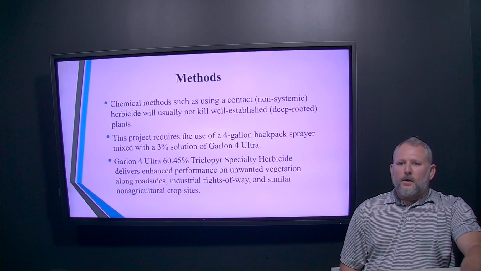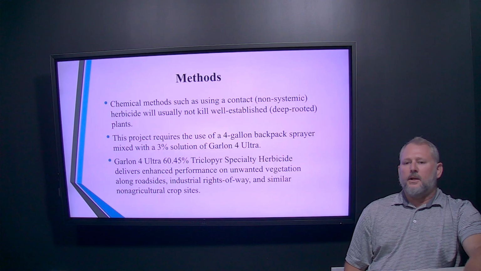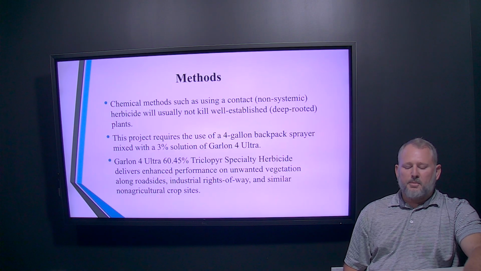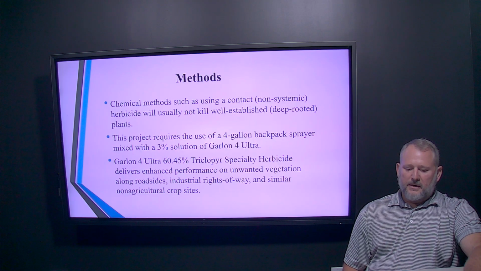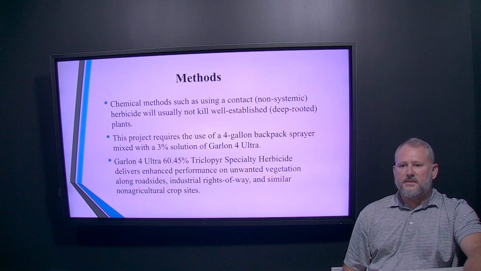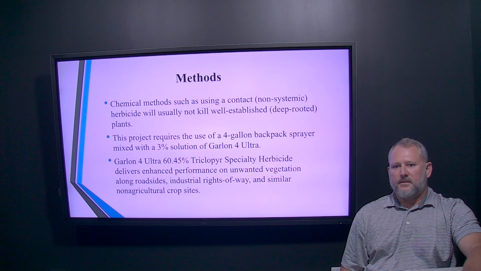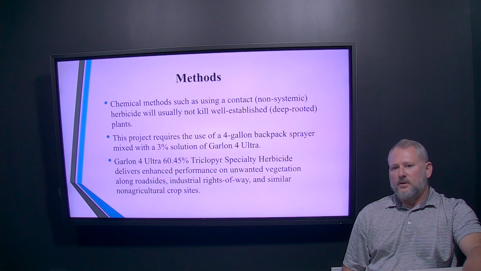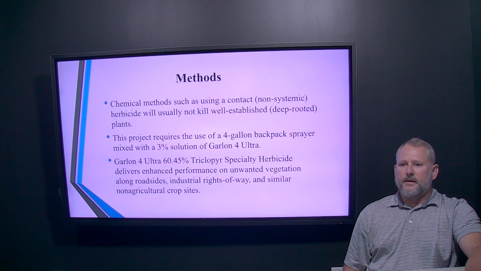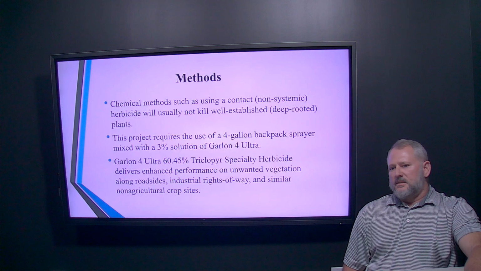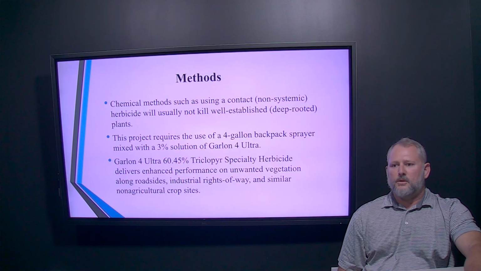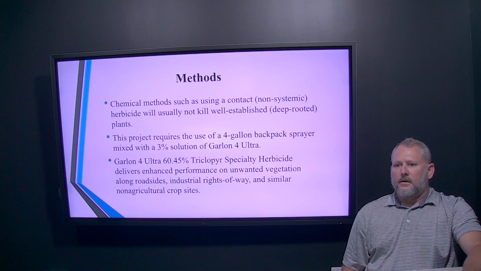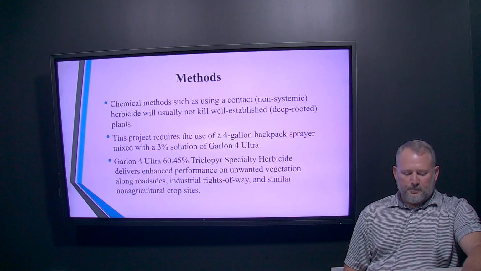For this project, the stakeholder asked that I use a 4-gallon backpack sprayer mixed with a 3% solution of Garlon 4 Ultra. Garlon 4 Ultra was developed by Dow AgroSciences, and it is a 60.45% specialty herbicide which delivers enhanced performance on unwanted vegetation along the roadsides, industrial rights-of-way, and similar non-agricultural crop sites. And key word is non-agricultural, because you do not want to come back and plant crops in this area afterwards.